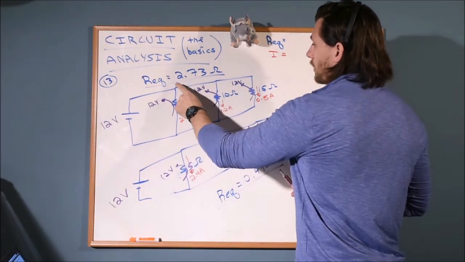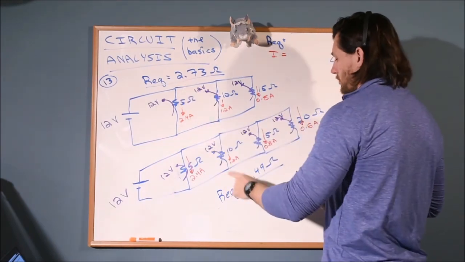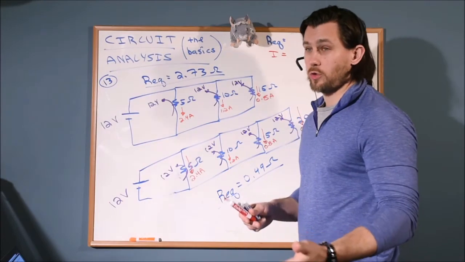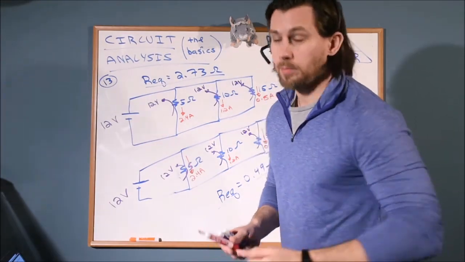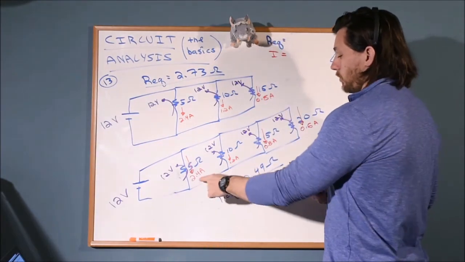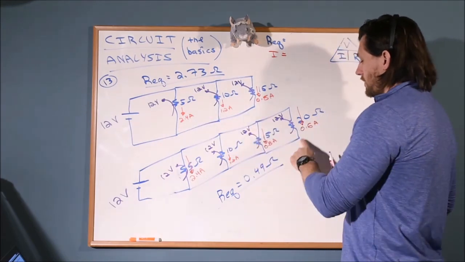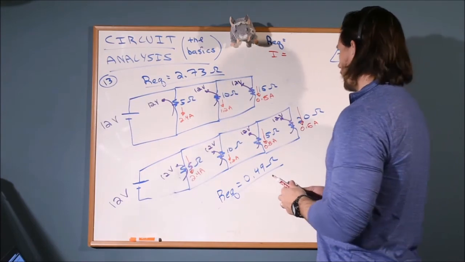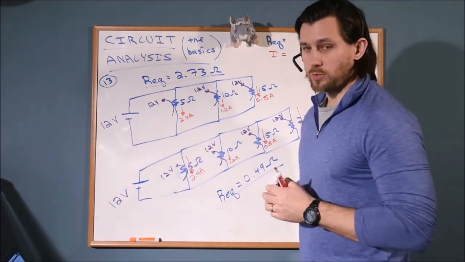But as I said before, REQ drops because we added a 20 ohm resistor in parallel, which means our total current is going to go up. That's correct. Where is it going to go up? Well, these aren't changing as the math dictates, but we're going to get 0.6 amps extra in the other branch that we added. Okay, so that's why there's more current.